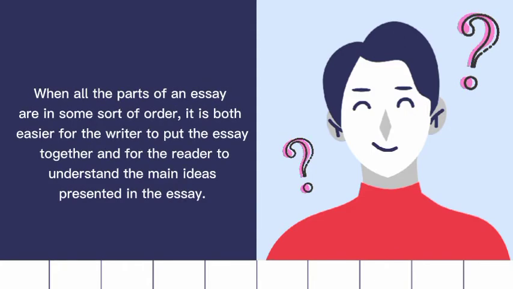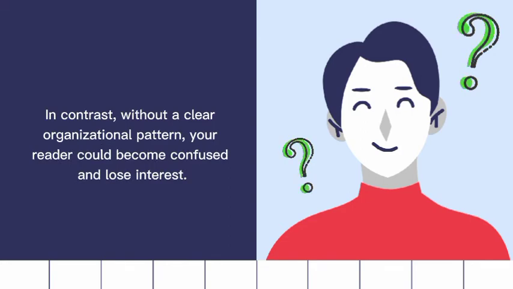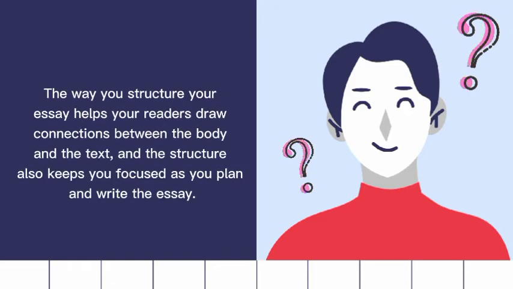When all the parts of an essay are in some sort of order, it is both easier for the writer to put the essay together and for the reader to understand the main ideas presented in the essay. In contrast, without a clear organizational pattern, your readers could become confused and lose interest. The way you structure your essay helps your readers draw connections between the body and the text, and the structure also keeps you focused as you plan and write the essay.